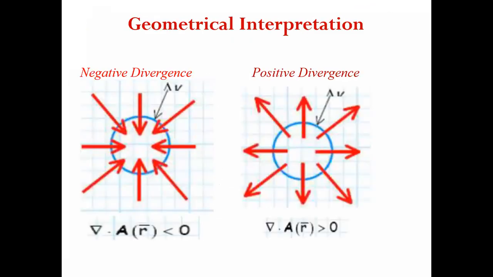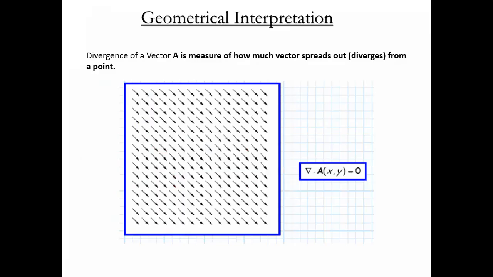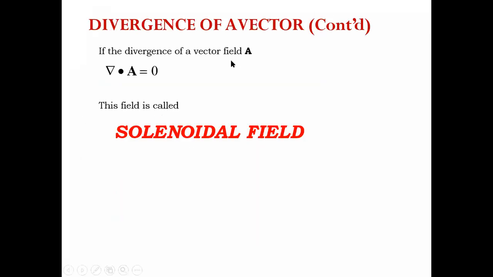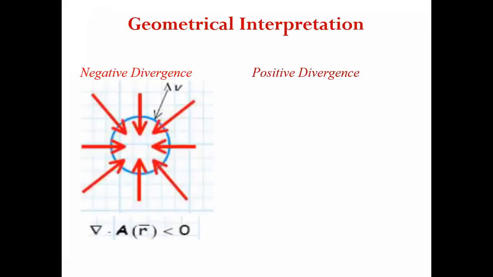It's important. So if you have to check whether a given vector is solenoidal, look at the divergence of the vector field. If it is zero, this field is called a solenoidal field or vector field. The same thing. Clear? Yes, sir.